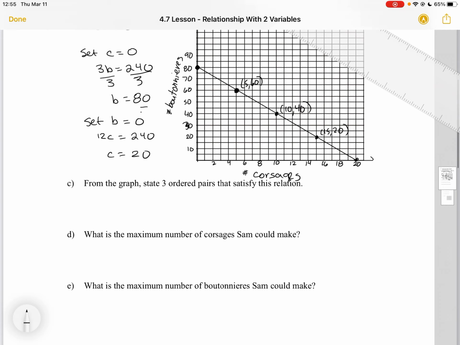And then I really have already figured out the maximum number of corsages is 20, because that's when I make 0 boutonnieres. And the maximum number of boutonnieres is 80, because that's when I make 0 corsages.